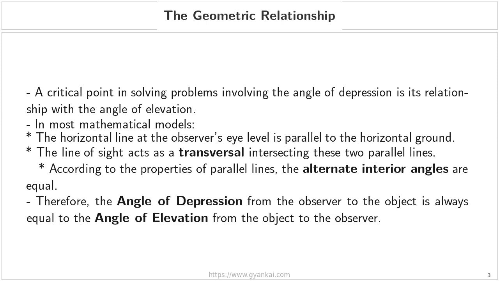Because of this geometric property, we can conclude that the angle of depression from the observer looking down at the object is always exactly equal to the angle of elevation from the object looking up at the observer. This is a huge advantage for us, because as you will see in our next slide, it allows us to move that angle down into our triangle on the ground, making the trigonometry much simpler to calculate.